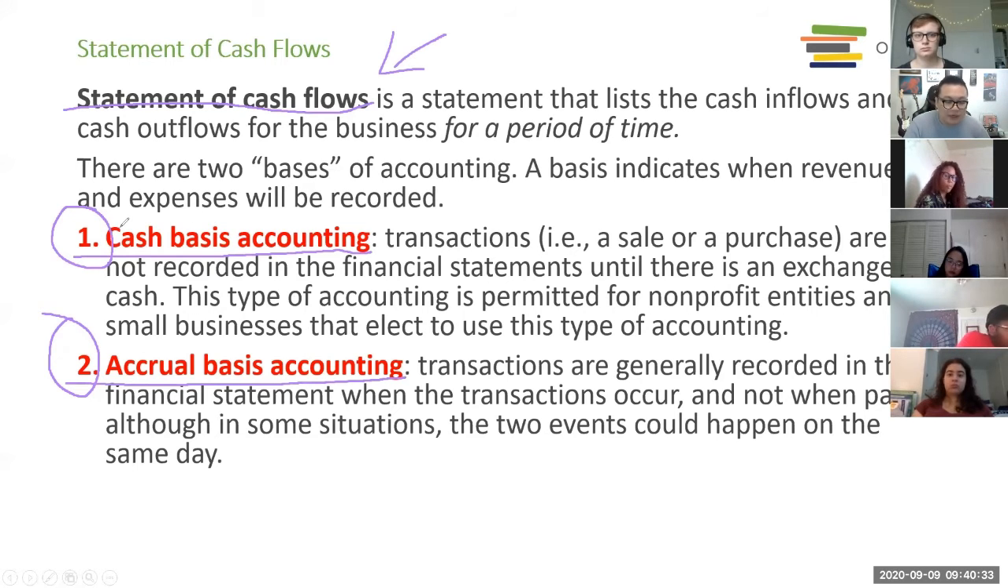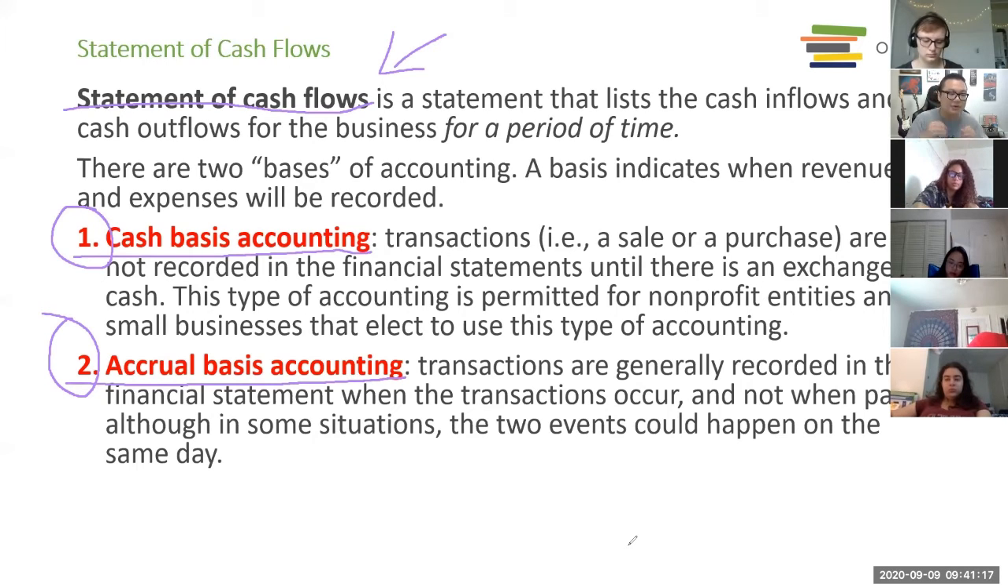The major difference between cash-based accounting and accrual-based accounting is that cash-based accounting only records the transaction, puts it into your financial statement, when you actually get the money. Accrual-based accounting, on the other side, records the transaction and puts it into your financial statement when the transaction of the business is done.